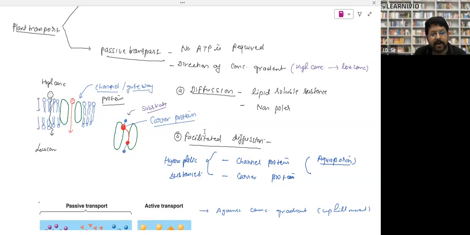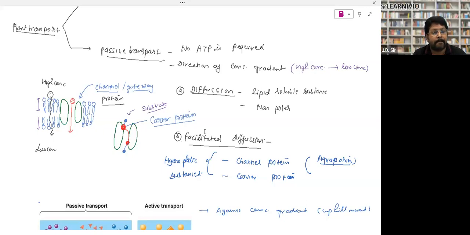Diffusion will be more rapid when the difference in concentration is larger.